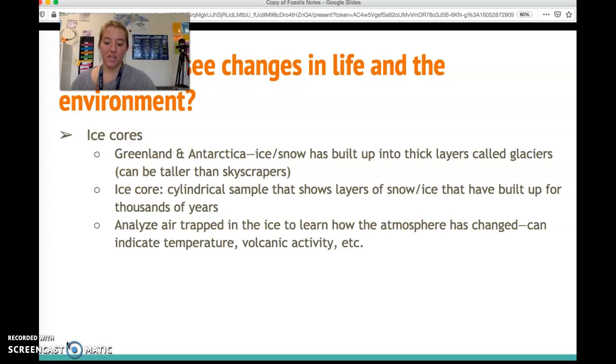So we can actually analyze the air trapped in the ice to learn how the atmosphere has changed over time. It can tell us the temperature, volcanic activity, if there is like ash or dust in there. It can tell us the composition of the air as far as makeup. Like we know today, our atmosphere is mostly nitrogen, 78%, and 21% oxygen. Maybe it differed over time, and it most likely did. So that is pretty awesome. Ice cores are really cool ways to kind of see and track the changes of life in the environment.